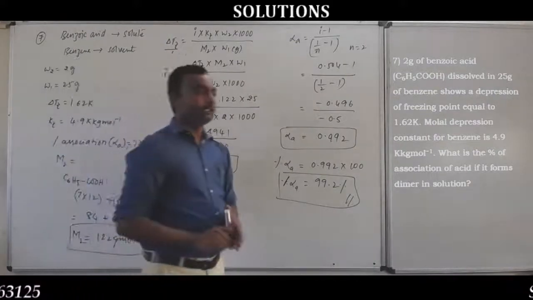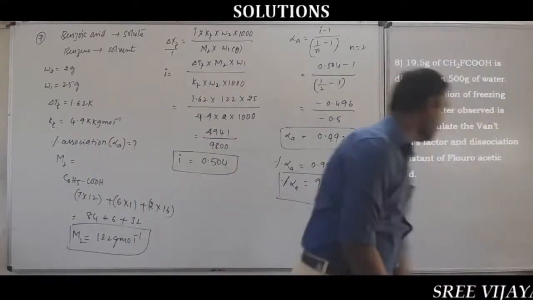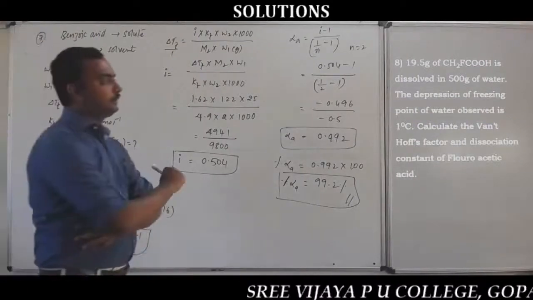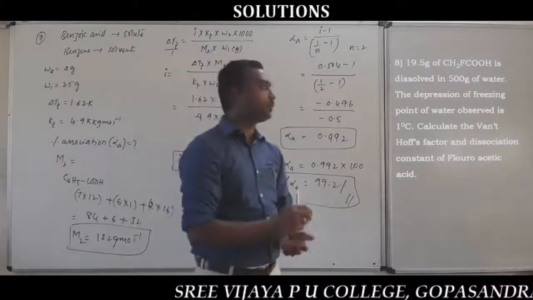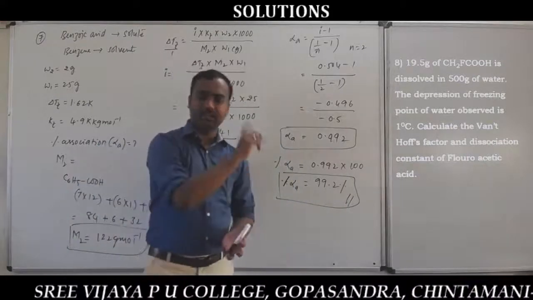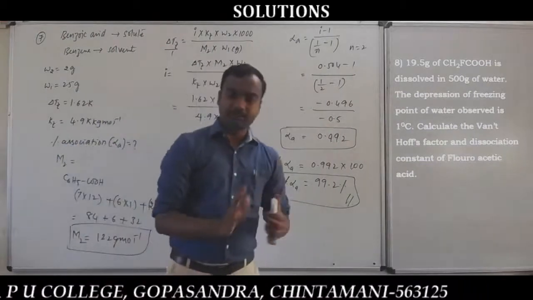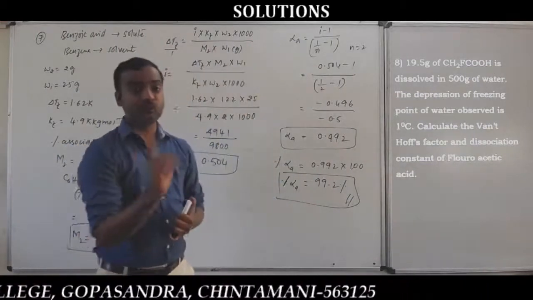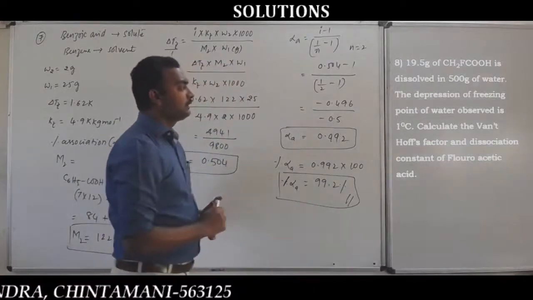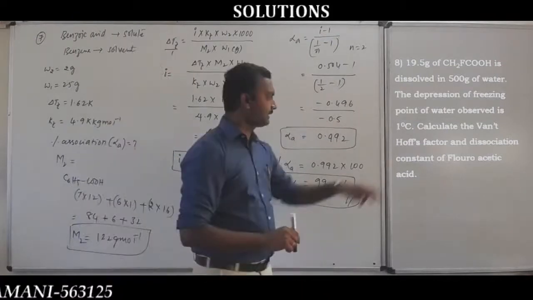Next. Problem number 8. 19.5 gram of fluoroacetic acid, CH2FCOOH. Acetic acid has the formula CH3COOH, in the IUPAC name that is ethanoic acid. Here only one H is replaced by fluorine, that's why it is called fluoroacetic acid. This is dissolved in 500 gram of water. What is the solvent? Water. The depression of freezing point of water observed is 1 degree Celsius, nothing but ΔT.